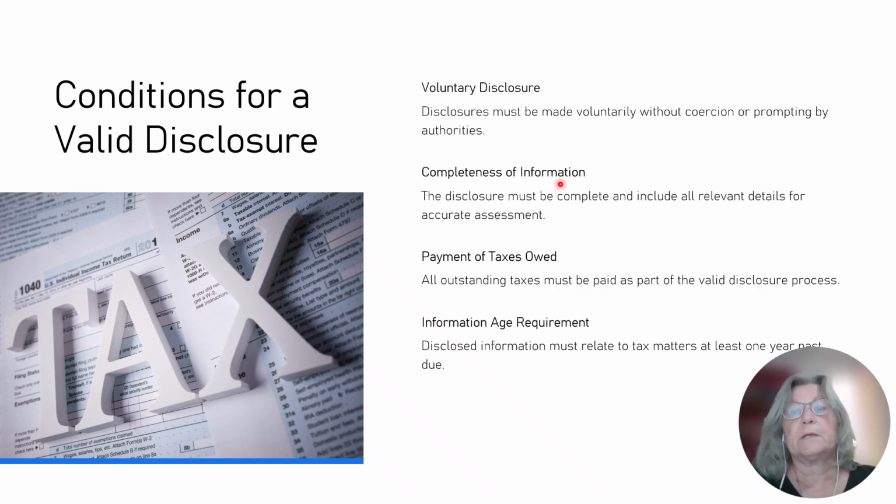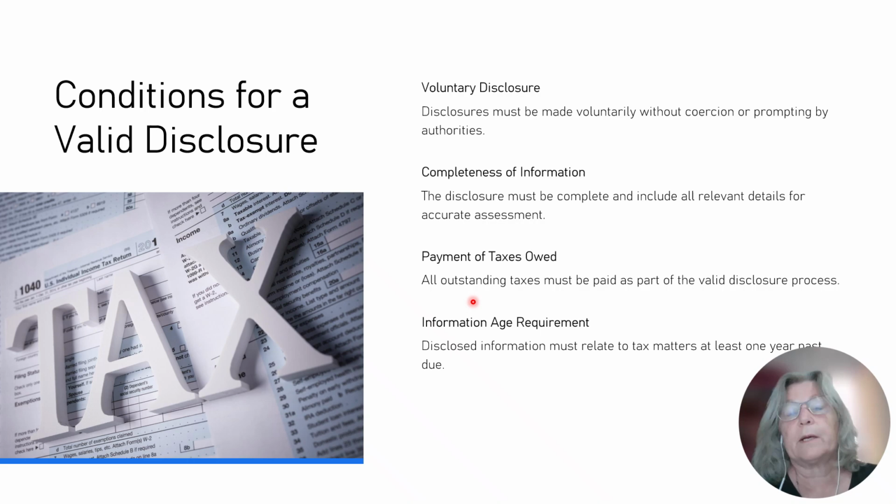Conditions for a valid disclosure: you have to make it voluntarily, without coercion or prompting by authorities. In other words, CRA can't have discovered it. You are going to voluntarily disclose, and they haven't looked at it, you haven't spoken to anybody about it at CRA, you're disclosing. Completeness of information: the disclosure must be complete and include all relevant details for accurate assessment. And we'll see that when we go through the actual form.